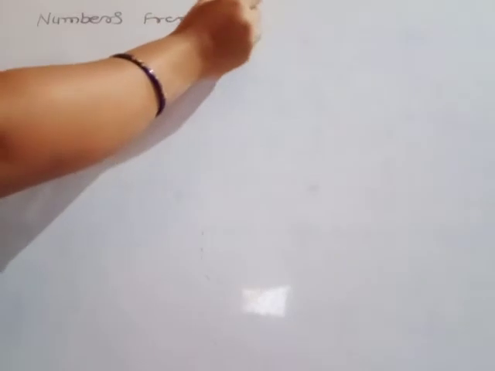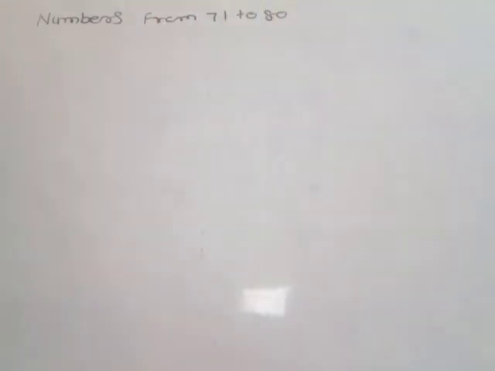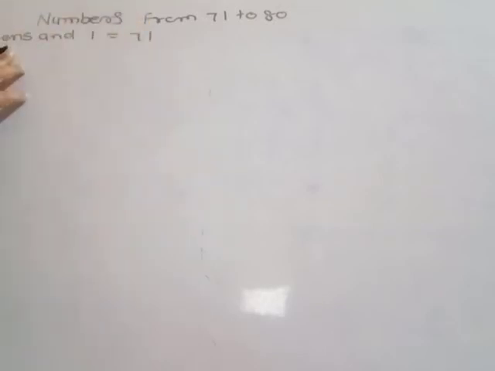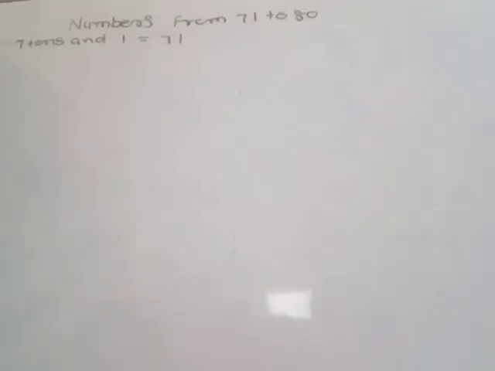Today we have to study these numbers from 71 to 80. How to make these numbers? See here, 71 to 80. 7 tens and 1. Make here 71. 7 tens means 70. 70 plus 1 is equal to 71.